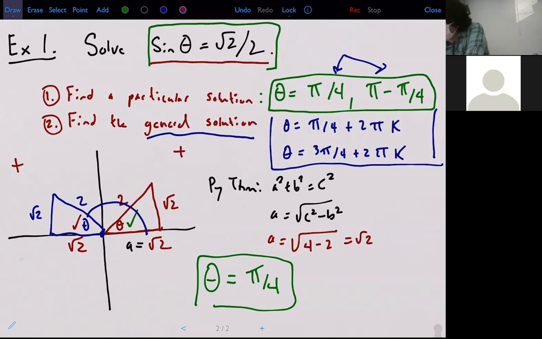And remember, the reason why we're adding this 2 pi k here is because sine is a periodic function, which means it repeats its values every full period. And so a period is given by some multiple of 2 pi, and that's why these are also solutions to this equation. Okay, so this would be the final answer here.